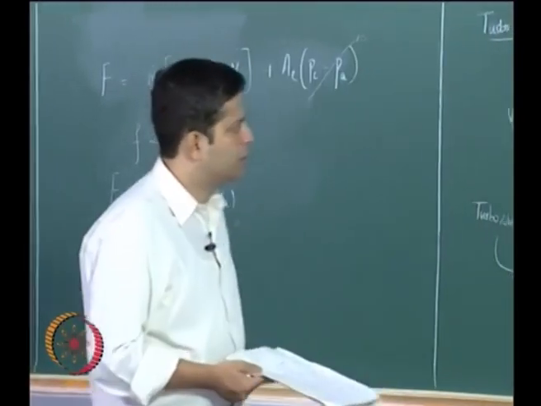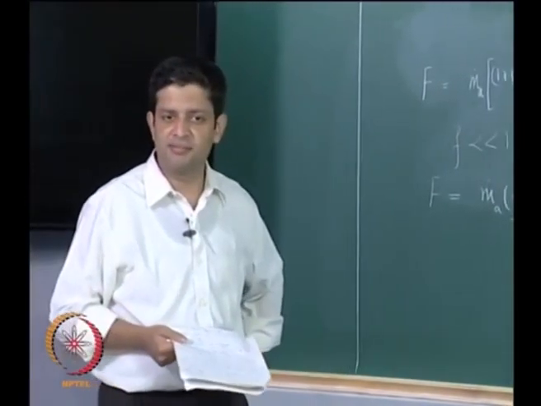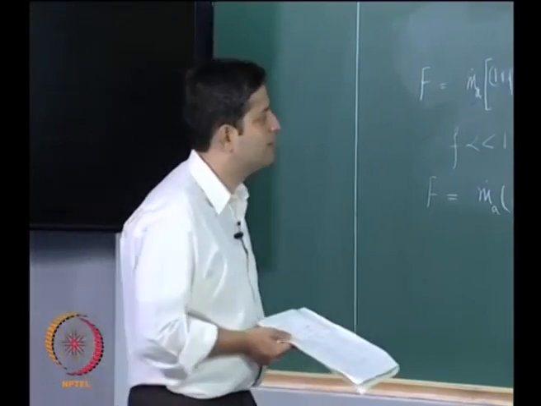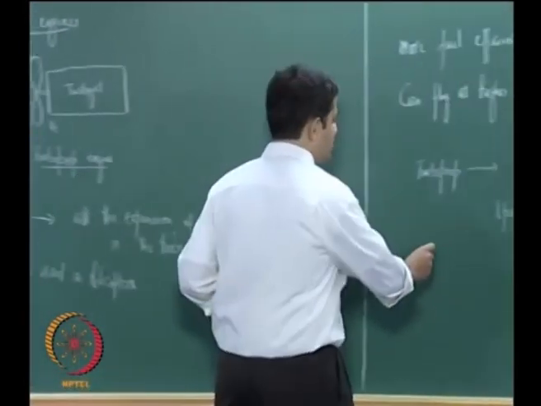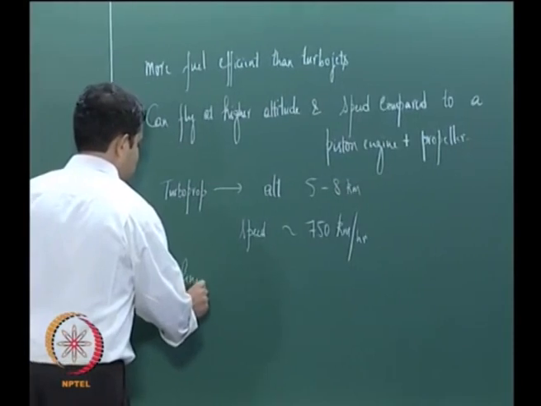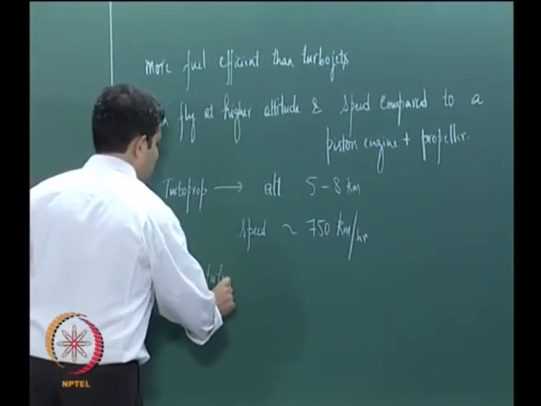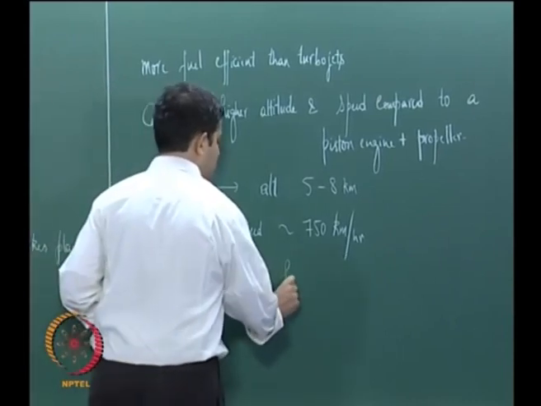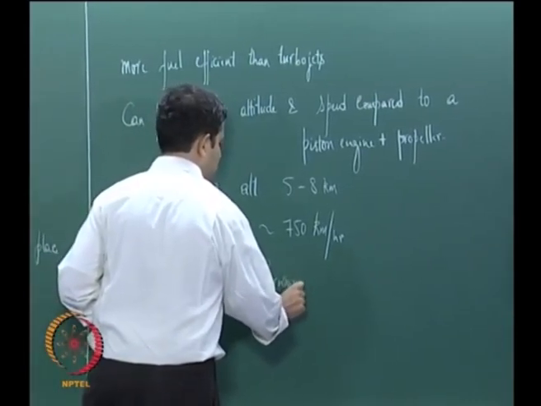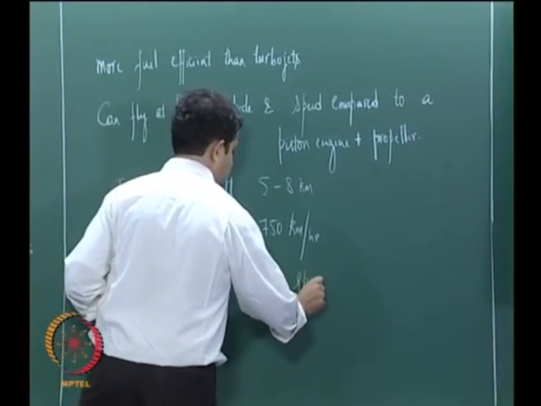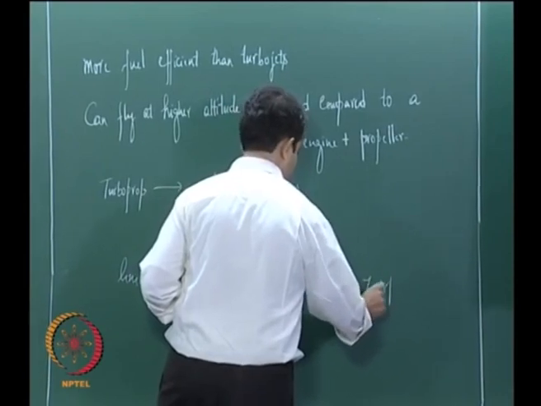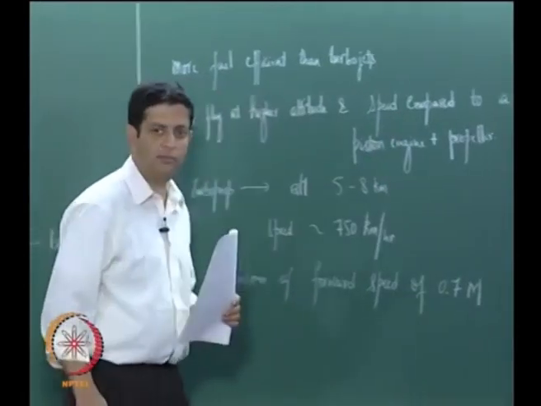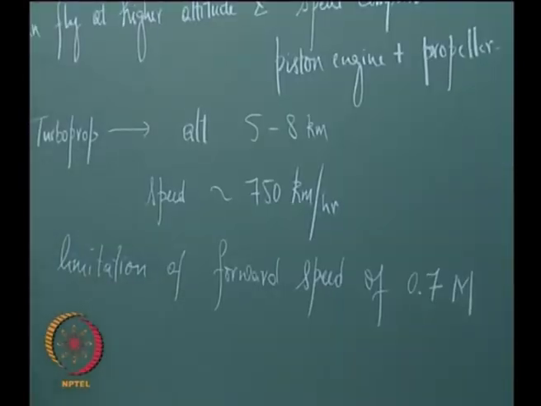But turboprop engines also have a limitation. The limitation is they cannot go beyond a forward speed of around 0.7 Mach number. Although this is more efficient, there is a limitation that you cannot go beyond 0.7 Mach number.